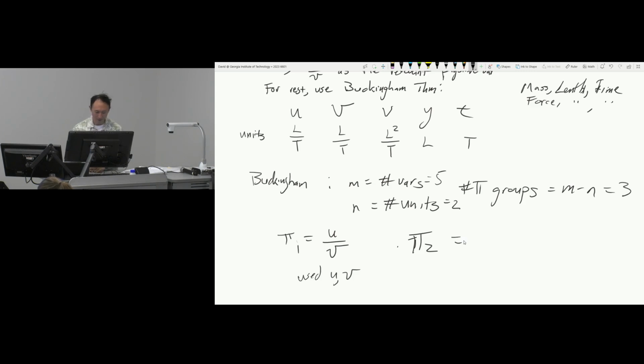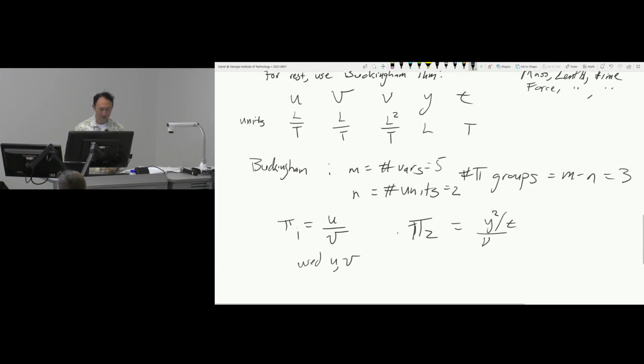So how do I do that? Well, let's say I put nu in the denominator. Nu has units of length squared over time. How do I cancel that out with y and t, which are the variables I have left? Y squared divided by t. Okay.